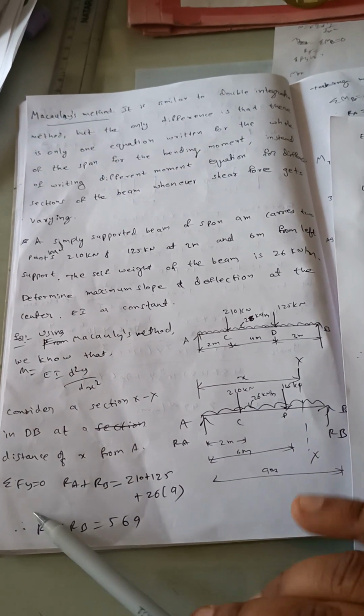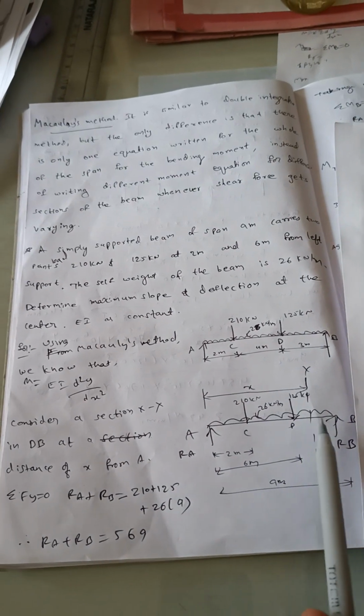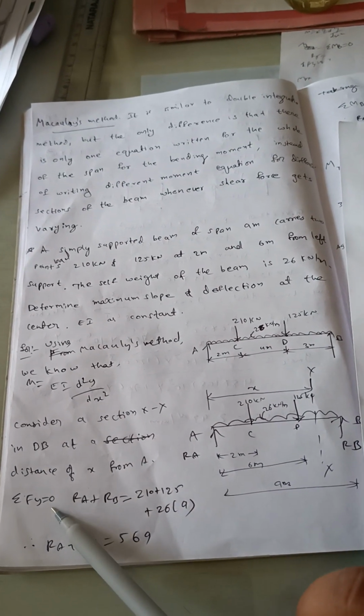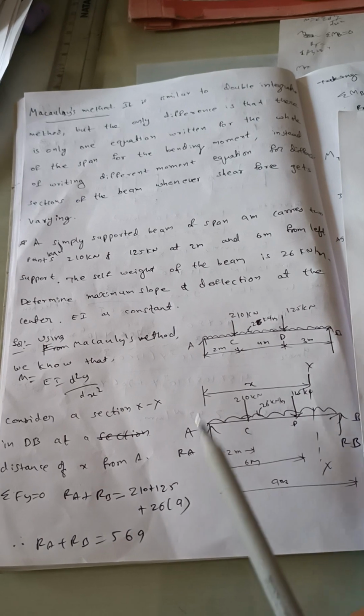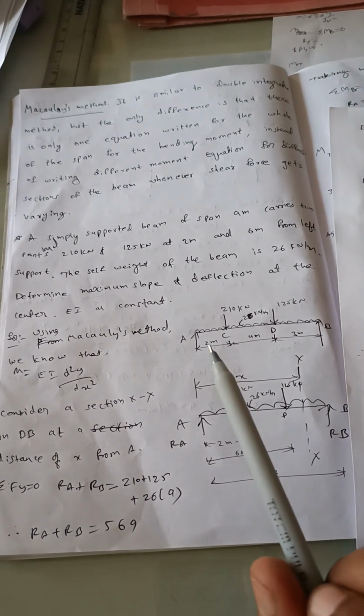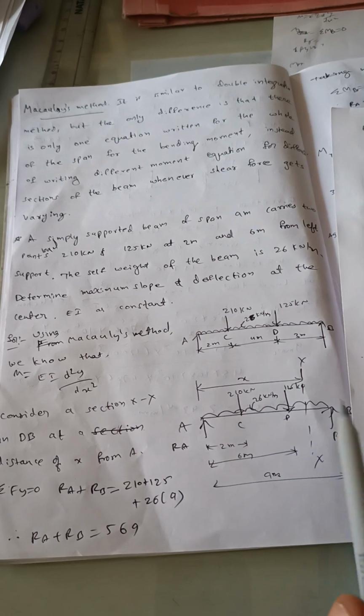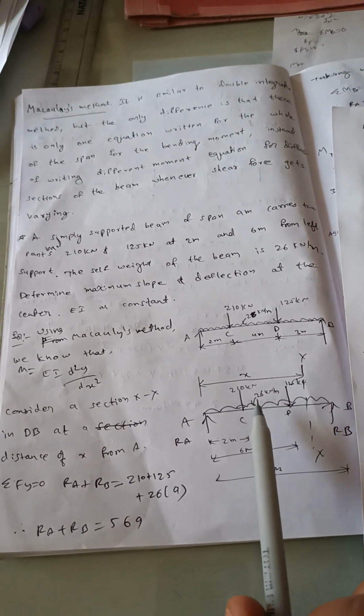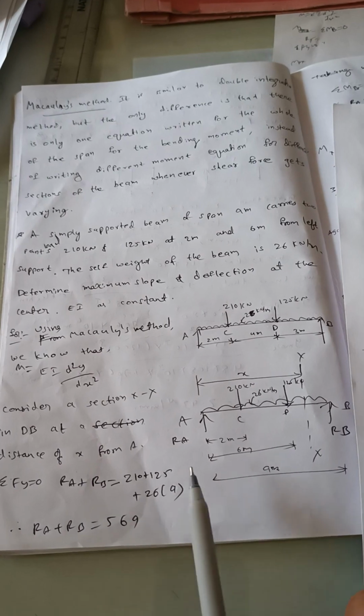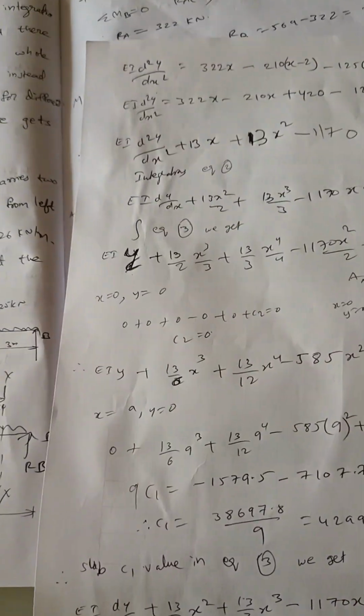Using equilibrium equations, sigma Fy equal to 0, sigma moment about B equal to 0. First, applying sigma Fy equal to 0, so upward force equal to downward force, Ra plus Rb equal to 210 plus 125 plus 26 into 9, that is load into span. Ra plus Rb equal to 569.